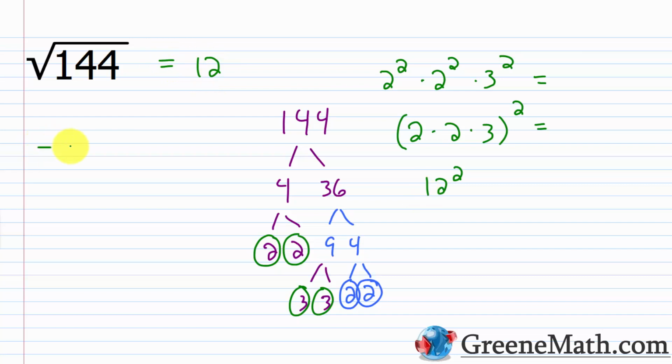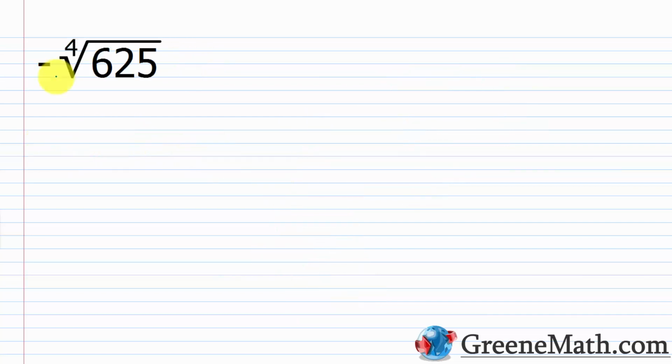If I was asked for the negative square root of 144, that would just be negative 12. What about something like the negative fourth root of 625? Well, again, I'm looking for a negative number that when raised to the fourth power gives me the radicand of 625. So I know that an even number of negative factors gives me a positive. So that part would be taken care of. I know this would just be a negative.